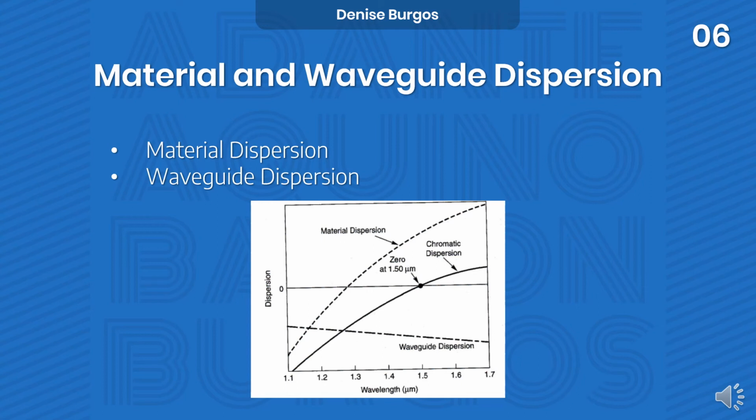Both material and waveguide dispersion are added together to form a zero chromatic dispersion at a desirable operating wavelength. The figure above shows how material dispersion, waveguide dispersion, and chromatic dispersion vary with wavelength in non-zero dispersion shifted fiber and indicates zero chromatic dispersion at 1.5 micrometer wavelength.